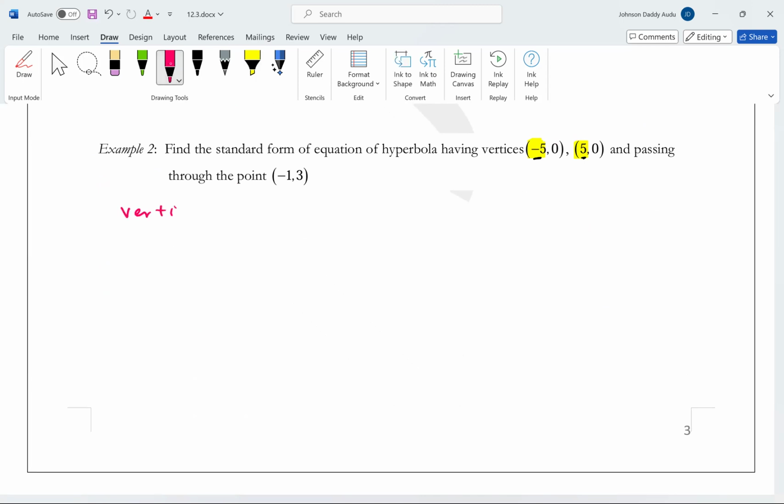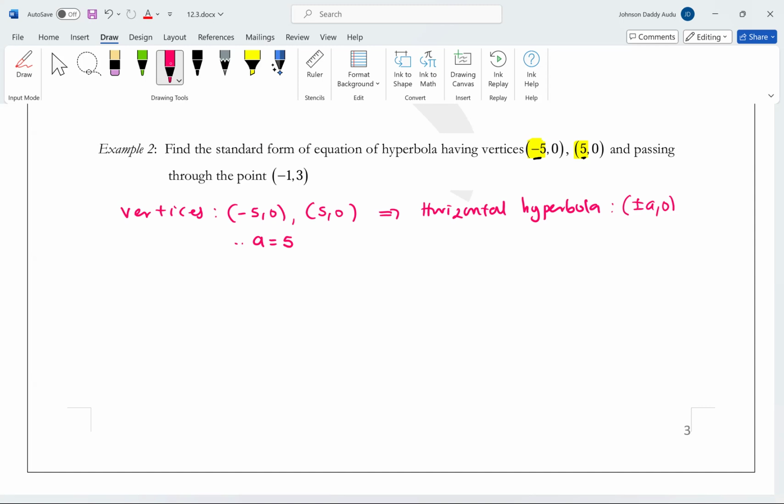So let's see. We have vertices minus 5 and 0, and 5 and 0. This implies that we are dealing with a horizontal hyperbola. Because for a horizontal hyperbola, we know that the vertices are going to be plus minus a, 0. Okay. So it simply means that A is 5.